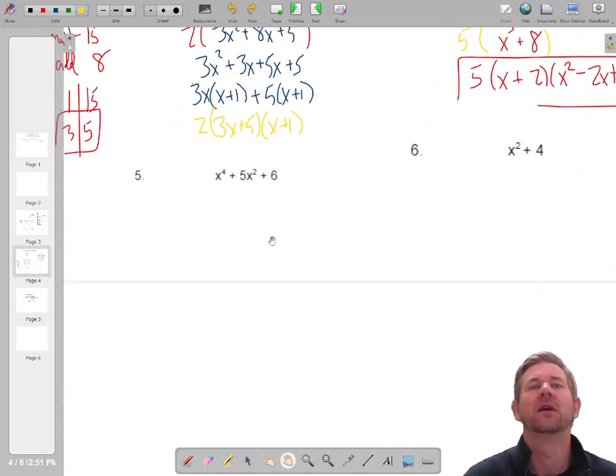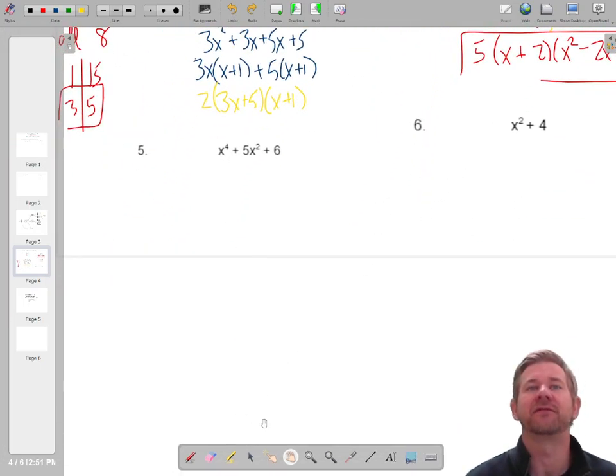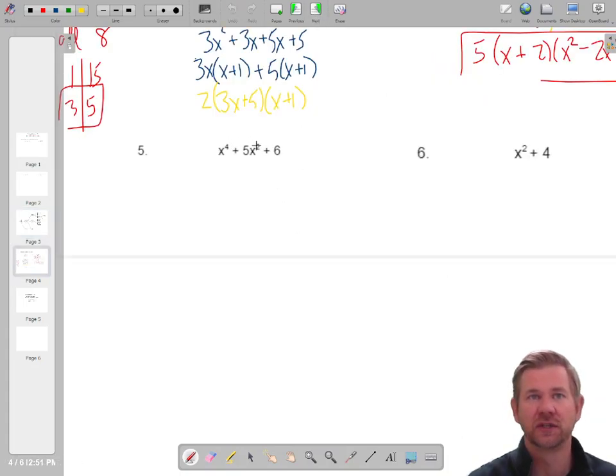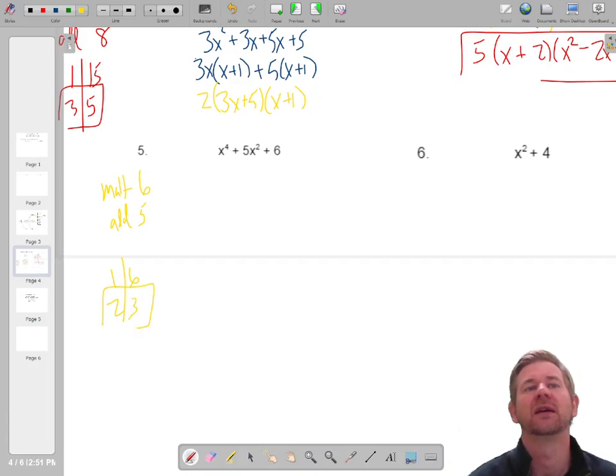Let's try another one. Number 5, is there a GCF? No, there's not a GCF in this problem. Okay, so what else can I ask? There's 3 terms. Is it in the quadratic form? Yes, 4 and 2, that's double. So this is like split the middle again. I have to find numbers that multiply to 1 times 6 and add to 5, which could be 1 and 6 or 2 and 3. It's 2 and 3.